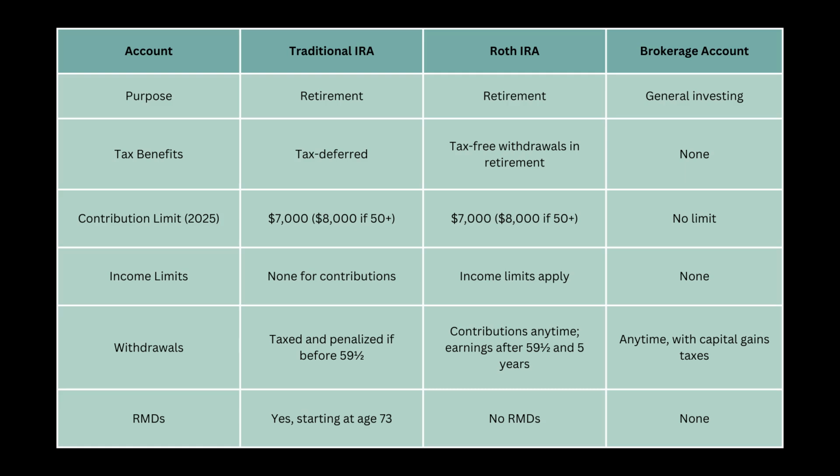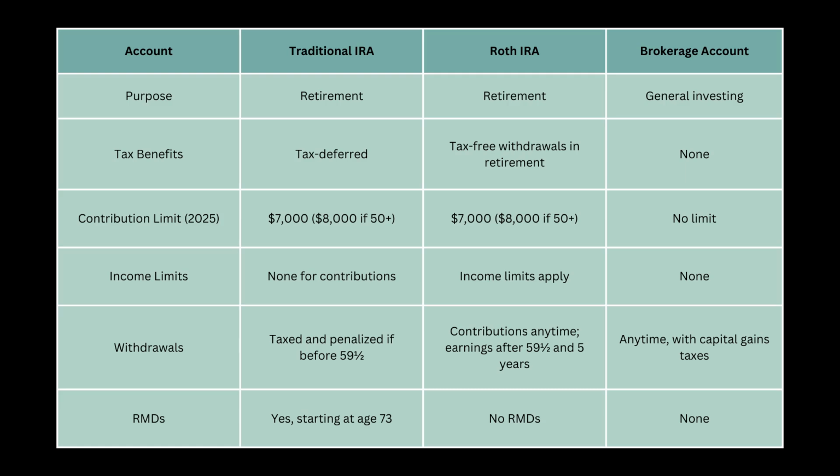Withdrawals. For the traditional IRA, if you take contributions before 59 and a half, you will be taxed and penalized. For the Roth IRA, you can take your contributions out at any time, but the money you earn inside the account, you can withdraw it after 59 and a half and 5 years of participating in the account. On the other hand, for the brokerage account, you can take the money out at any time, and depending on the transaction, capital gain taxes can apply.